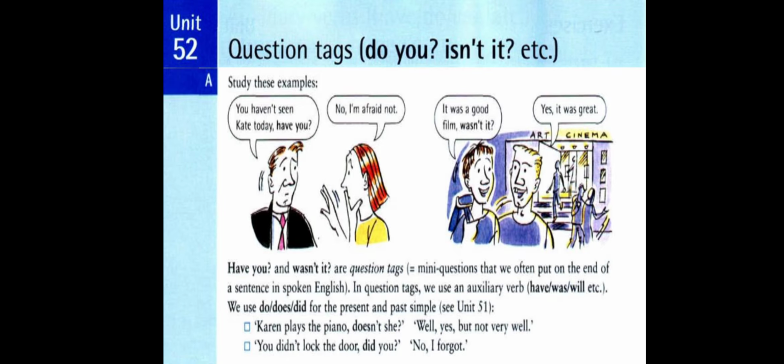And when we have a main verb in the sentence, we need to use auxiliary verbs for the question tag, such as do, does, did. Do and does are used for present simple, and did is used for past simple. Then comes the question mark.